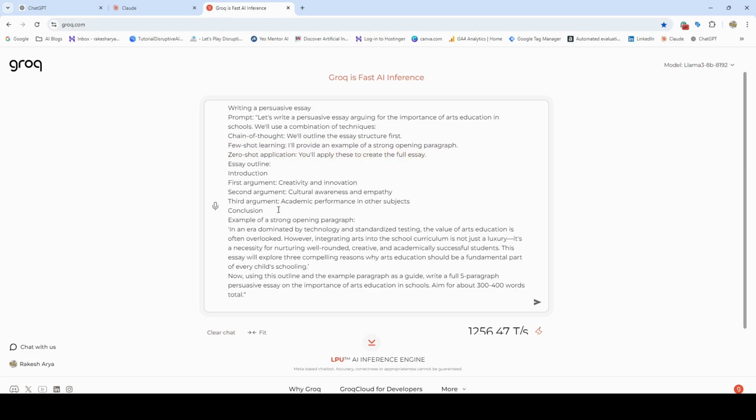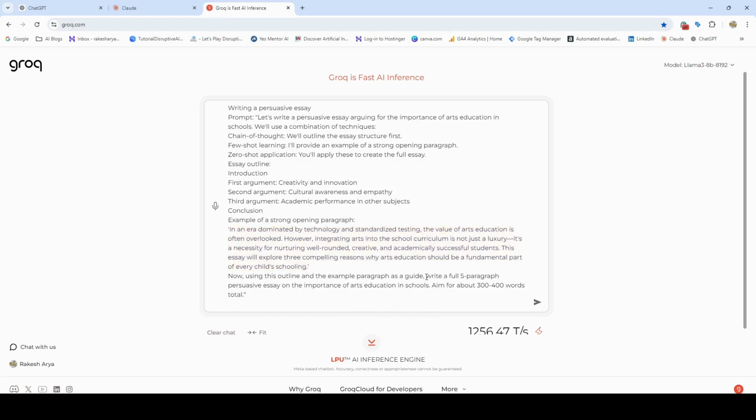Okay. So essay outline. So this is the outline, actually up to here till conclusion. Example of strong opening paragraph. So this is the example: in the era dominated by technology and standardized testing. So this is how you can give the entry or the opening of your paragraph. Though it will not follow the same words, we will see that, but this is how it will follow, right? It will be telling something related to technology or testing, and it will talk about education. Let's see how it will give.